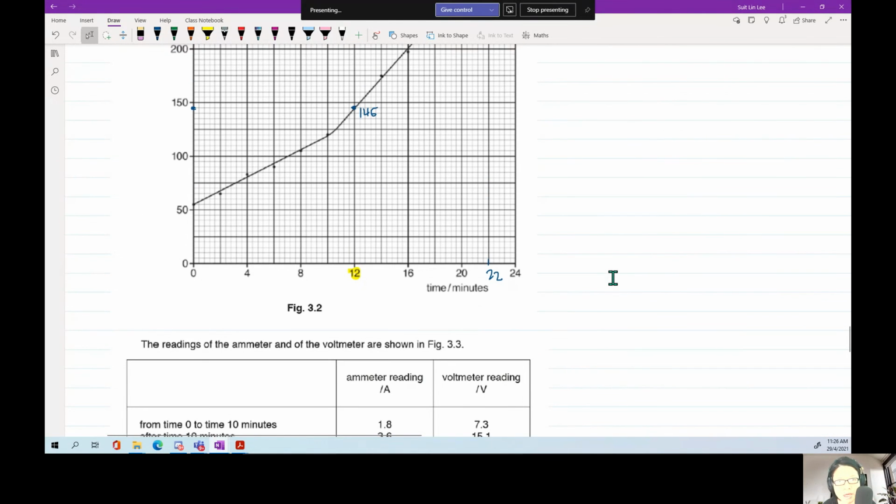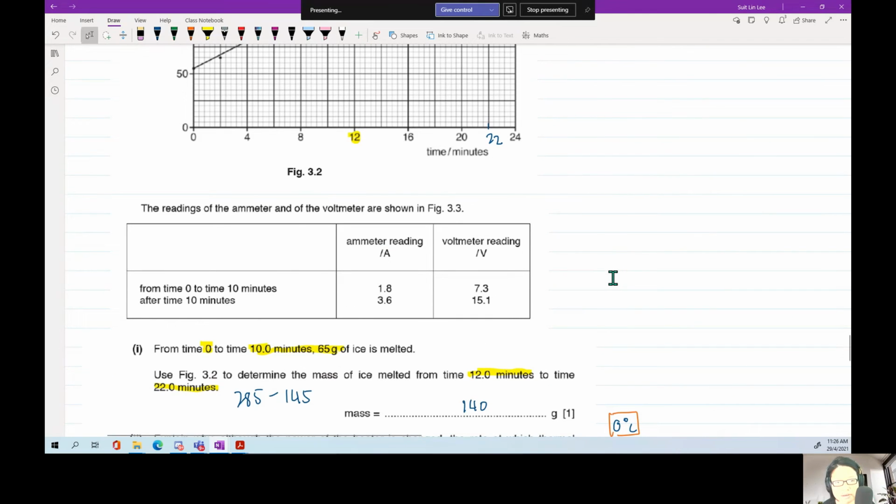Okay, so what is the first reading? The first reading is the first 10 minutes. The change in mass is 65 gram in the first 10 minutes. In the second reading, from 12 minutes to 22 minutes, which is still 10 minutes, the change in mass is 140 gram. They were trying to help you by suggesting a suitable time frame.